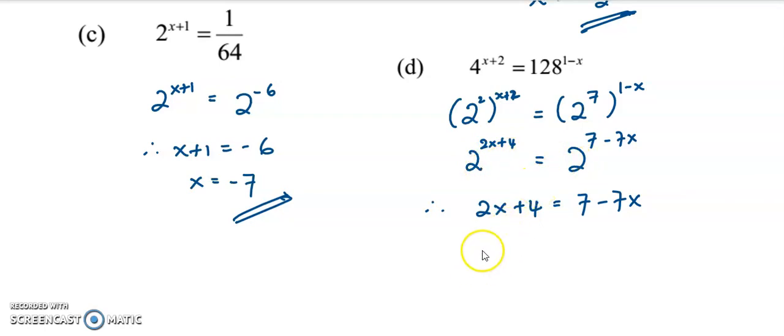So we just compare the power, and then we collect the like terms to one side. 2x and negative 7x are like terms, so I collect the negative 7x to the left hand side. I get 2x plus 7x, then I have 9x. 7 minus 4, you get 3. Then x equals 3 over 9, which is equivalent to 1 over 3.